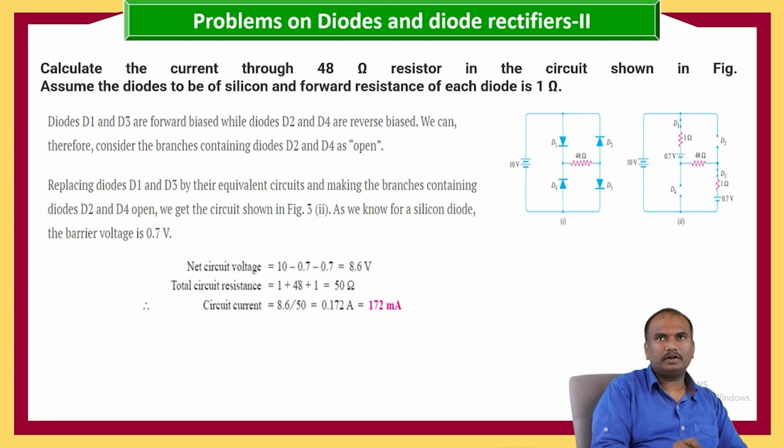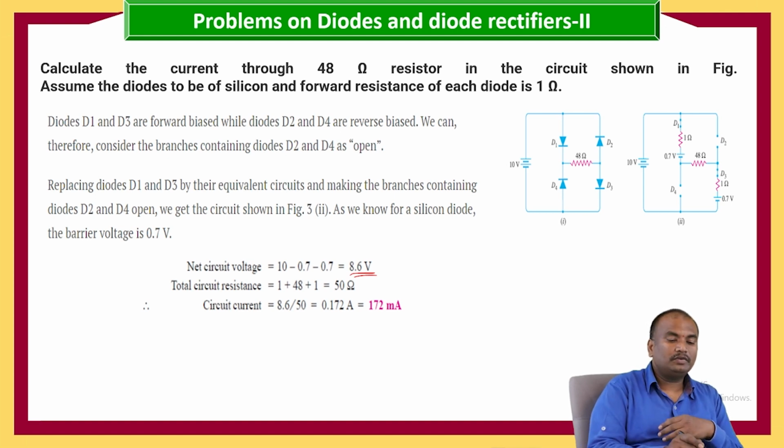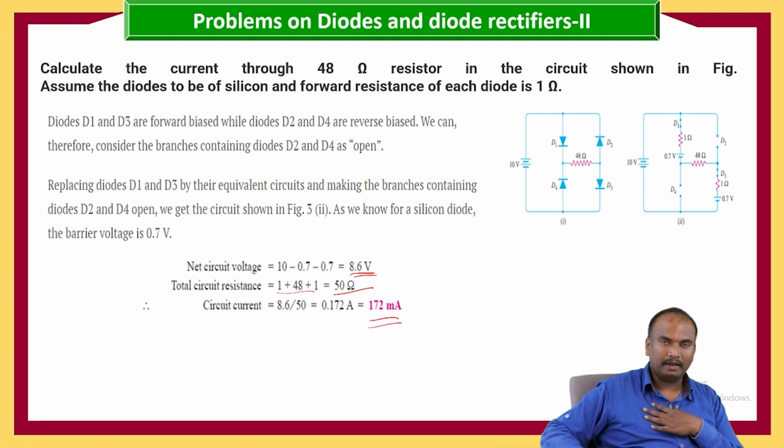Now the net circuit voltage is 10 minus 0.7 minus 0.7, which is 8.6 volts. There is a voltage drop because of the resistances. The total circuit resistance is 1 plus 48 plus 1, which is equal to 50 ohms. The circuit current is 8.6 by 50, that is 0.172 amperes, which is equal to 172 milliamperes.